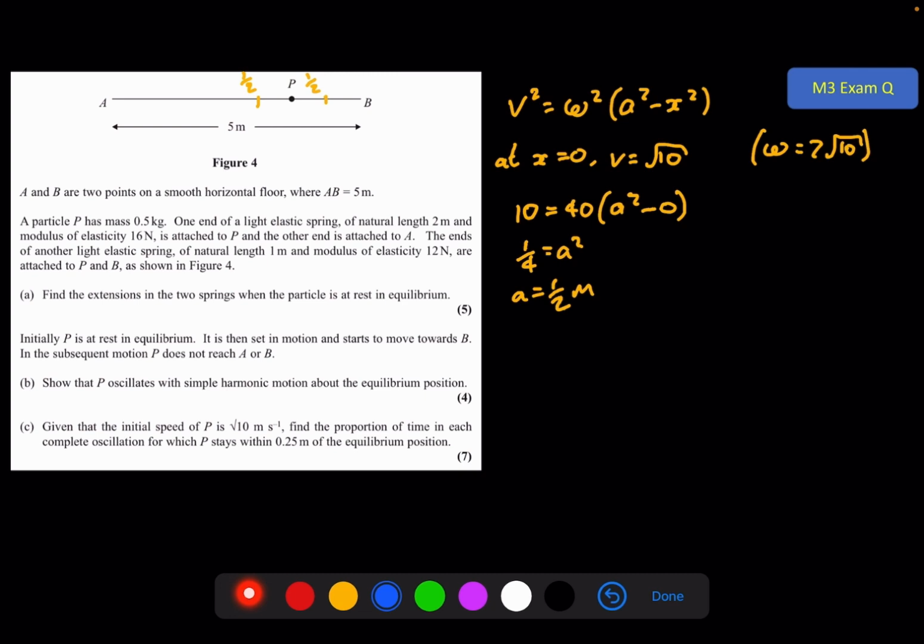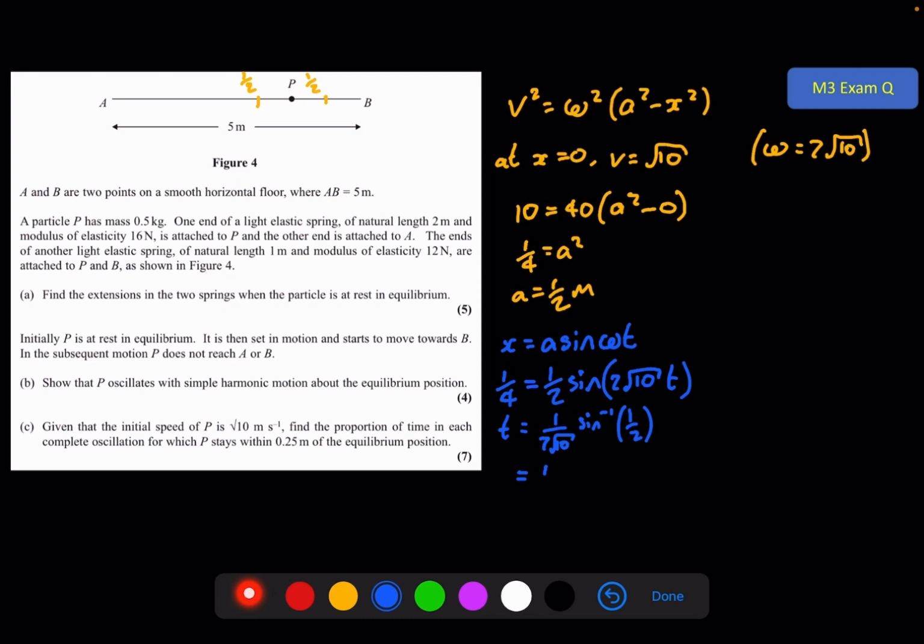Now using x is equal to a sine omega t, when x is 1/4, we know a is 1/2, sine, and we know omega is 2 root 10. How long does it take for the particle to go from the centre, which is why I've used sine and not cosine, to 1/4 of a meter? So t is equal to 1 over 2 root 10 times the inverse sine of 1/2. The inverse sine of 1/2 is pi by 6.